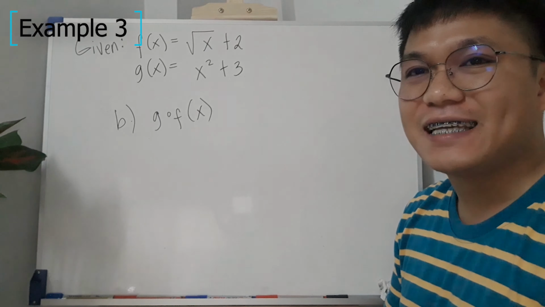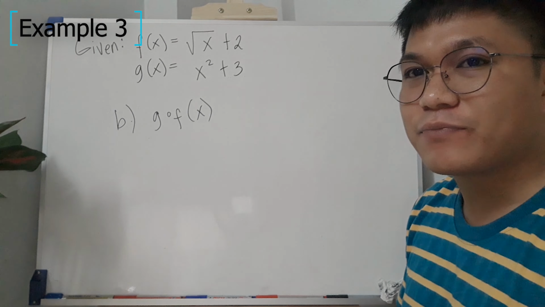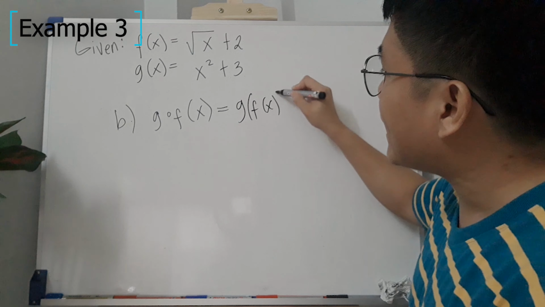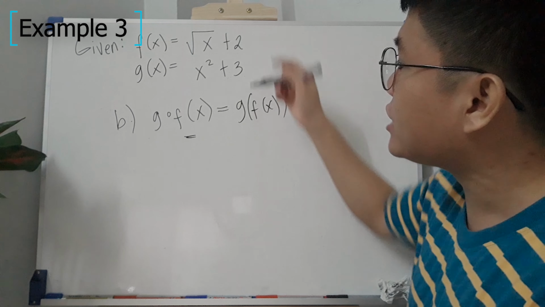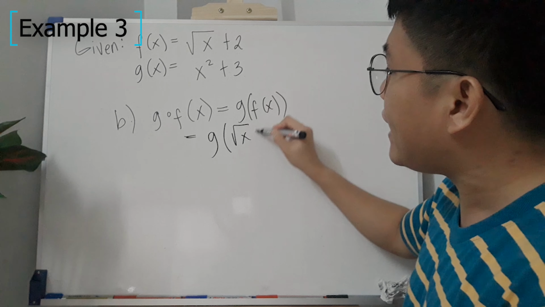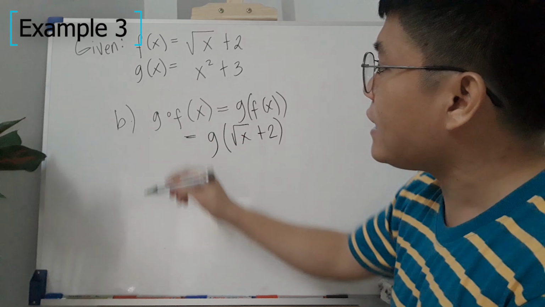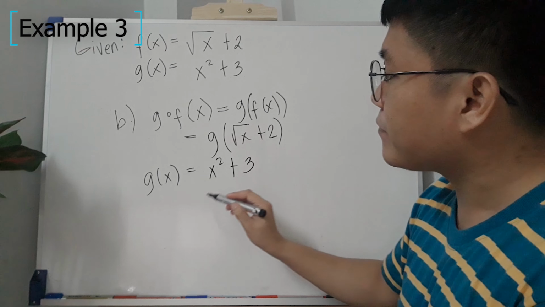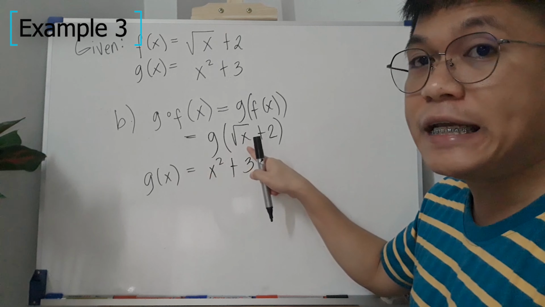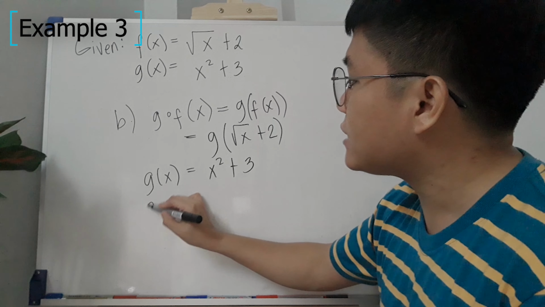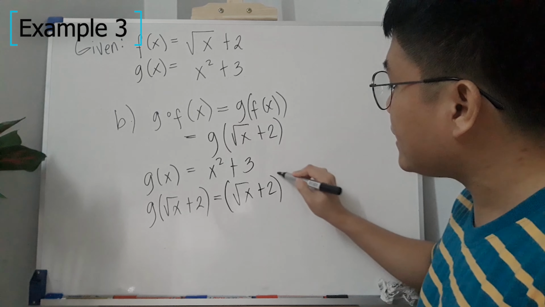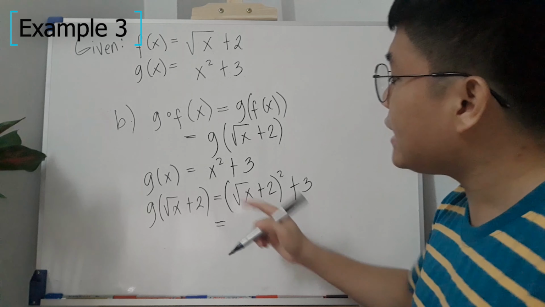How about our second function, which is about g composed with f of x? Now first, the same with the previous examples, we have here g of f of x. And then replace f of x with a given function, that is g of square root of x plus 2. And then copy our g of x. We have g of x is equal to x squared plus 3. Replace all the variable x with our new input, which is square root of x plus 2. That is g of square root of x plus 2, which is equal to square root of x plus 2 squared plus 3. And then expand this binomial.